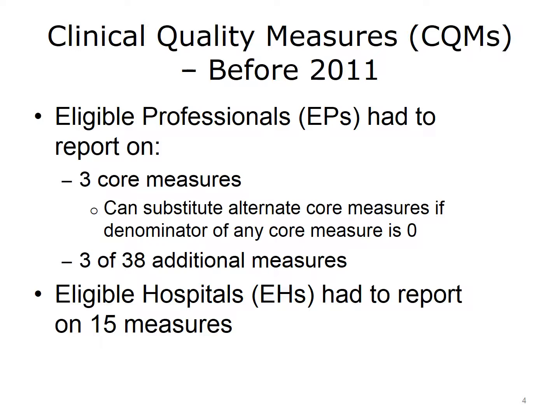In the original CQMs, eligible professionals, or EPs, had to report on 3 core measures. For some EPs, those core measures were inappropriate. For example, they might have a denominator of 0. Therefore, some substitute measures were allowed. There was also a list of 38 additional measures, of which 3 need to be reported on. Eligible hospitals, or EHs, had to report on 15 measures.